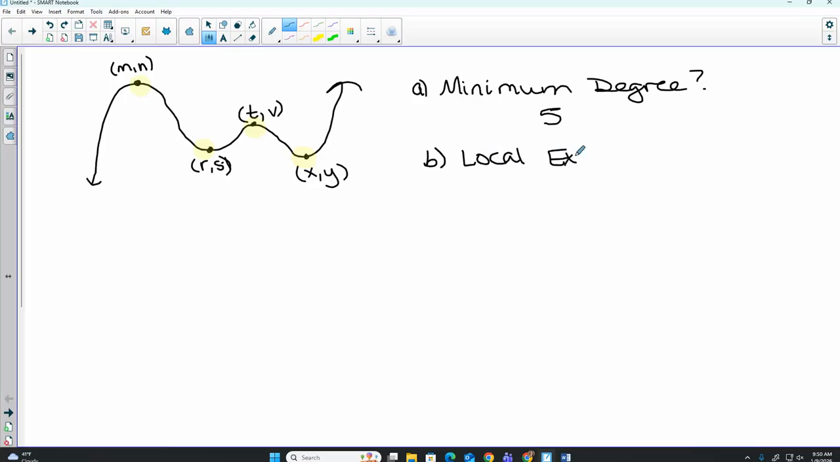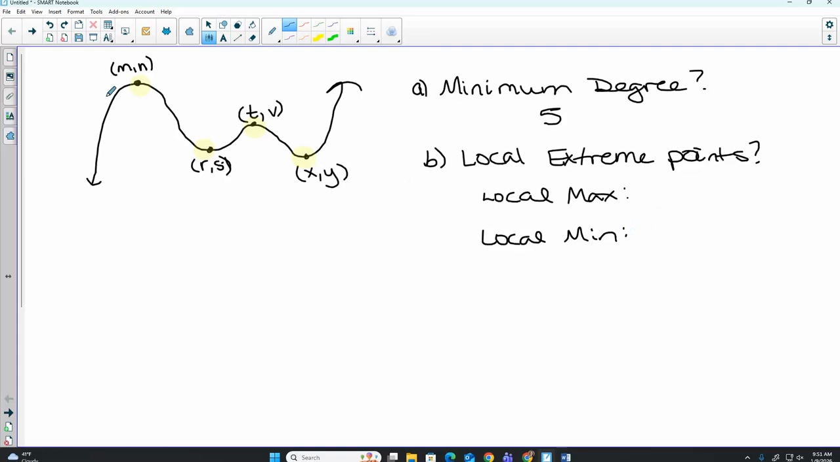All right, what if I asked for local extreme points? That's asking for the local max and local min. Remember, these are your high and low points. They're your turning points. All your turning points are either a local max or a local min. So what would be my local max? Right, they don't have to be the highest on the entire graph, just higher than surrounding points. My local min. Good.